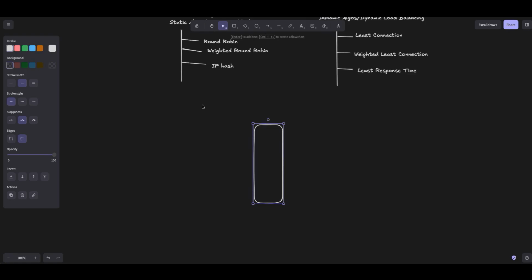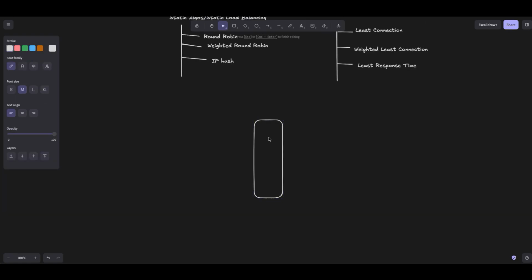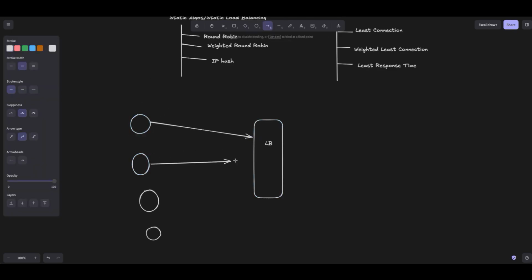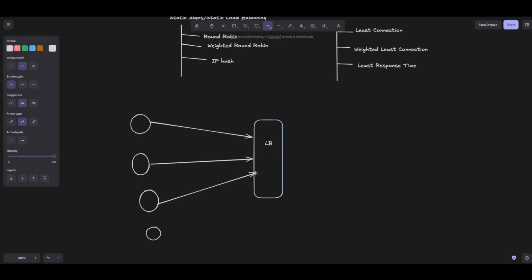Let's look at round robin load balancing. So we have this load balancer, and multiple clients over here. The requests are taken care of by the load balancer first. Now in round robin, we know that it's one by one.